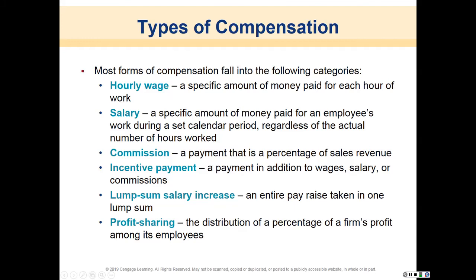Lump sum salary increase just says that you can take the entire pay raise in one payment. Let's say at the end of the year you get a $1,000 pay raise. Well, or we'll say $1,200 pay raise. You can either take $1,200 in January, or you can take $100 a month over the course of the year.